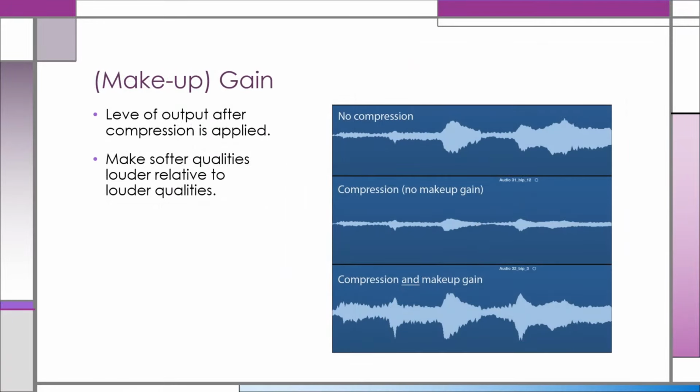Lastly is makeup gain. After we've applied compression to our signal, makeup gain essentially just changes the loudness of our output. Right here you'll see we don't have compression, so louder moments, louder moments, louder moments, right? Makeup gain is not important from the standpoint of the loudest moments of the signal per se, but it's primarily important because look at the difference between the quietest moments with no compression versus the quietest moments with compression applied.